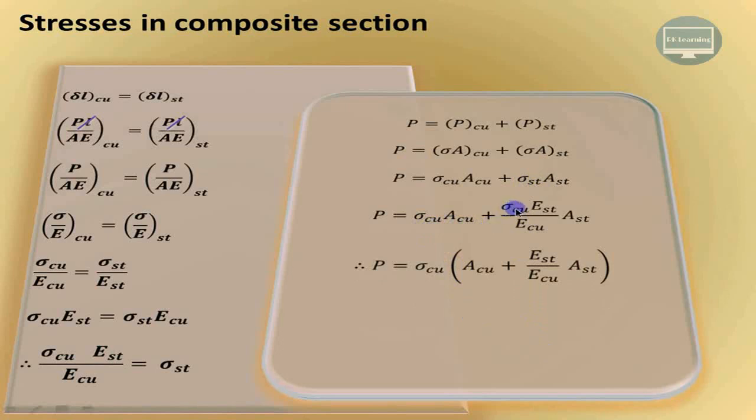Now we can take this sigma Cu common, as it is common from both these particular terms. So if we are having area of copper plus EST upon ECU into area of steel, and hence we can easily calculate the value of stress that is developed in copper tube. That will be total axial load P divided by this term, which is nothing but area of copper plus EST upon ECU into AST. Once we know this particular value of stress in copper, we can easily substitute that value over here in this equation. So in this particular place of sigma copper, we can substitute the value that we have obtained, and we can obtain the stress in steel. So in this way we can find out the stresses in composite.